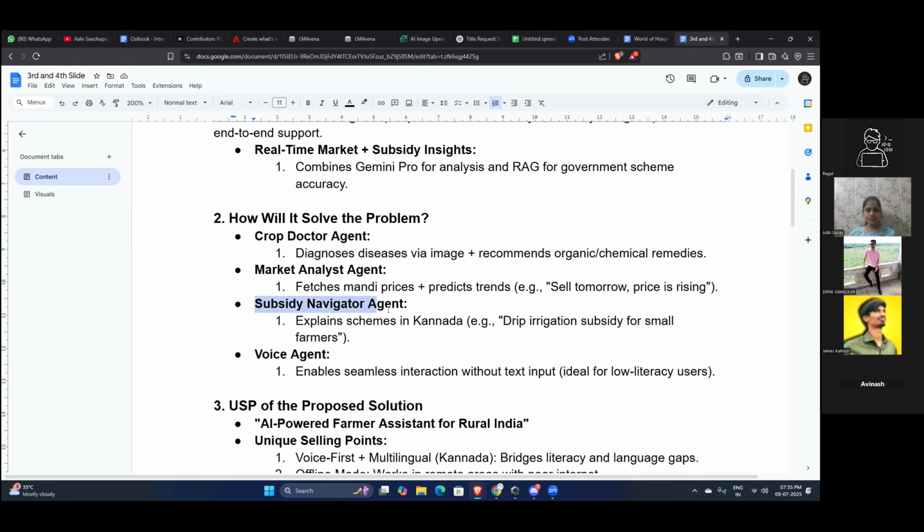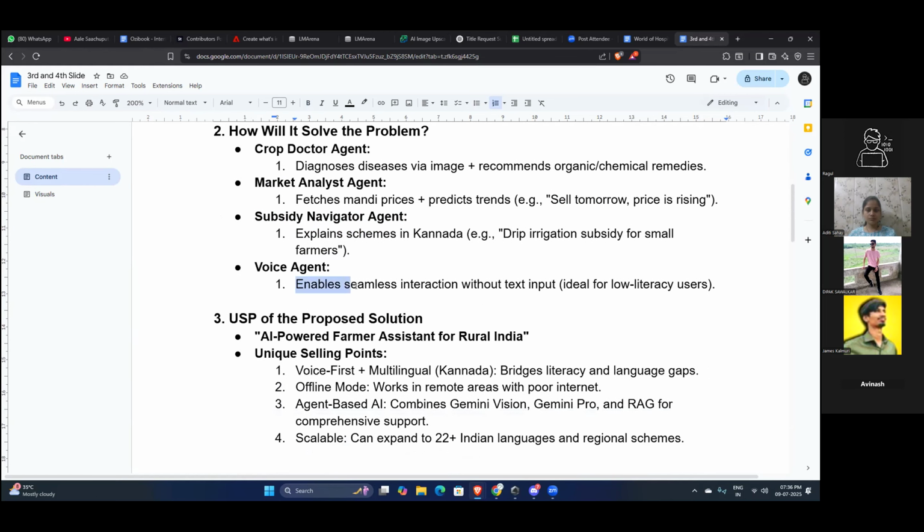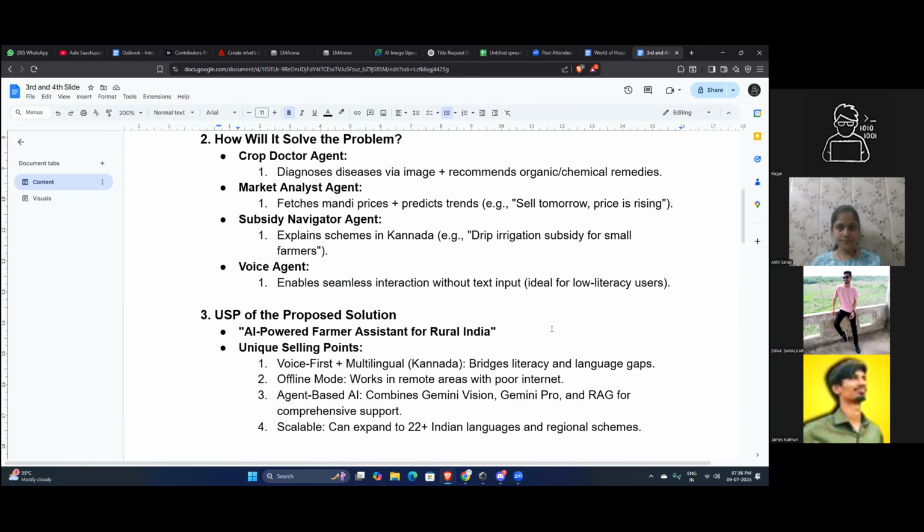The next thing is the subsidy navigator agent. It will explain the schemes in Kannada, for example, a drip irrigation subsidy for small farmers. Like that, it will give you the navigator, as well as the voice agent. It will enable seamless interaction without text input. You don't need to type anything. You can just give it in the voice chat itself, and our model will understand it.